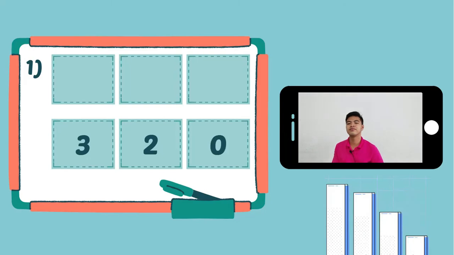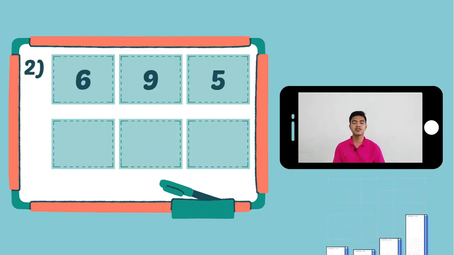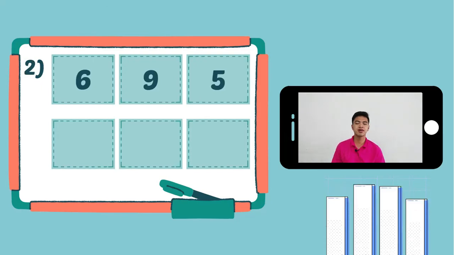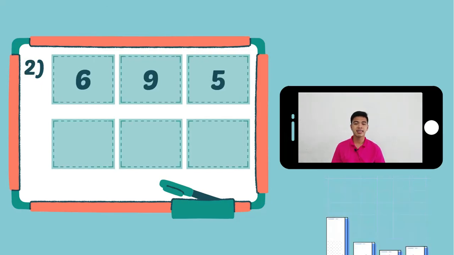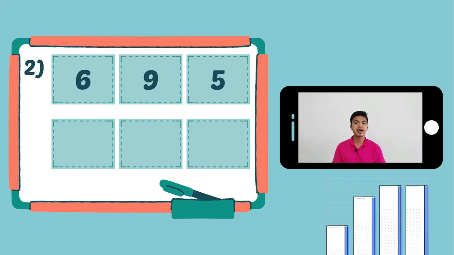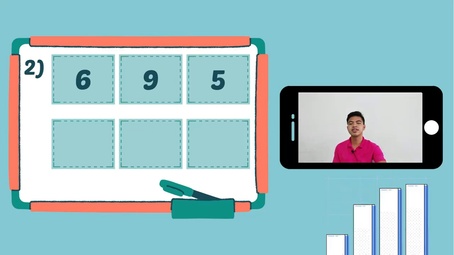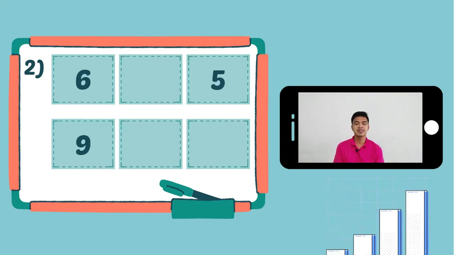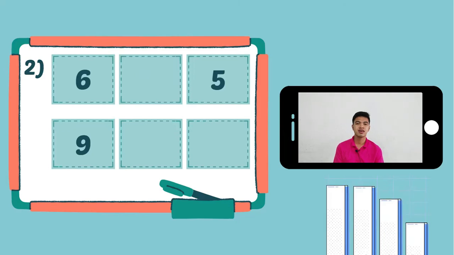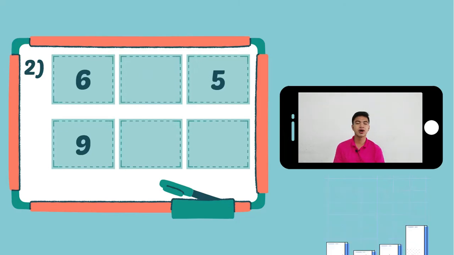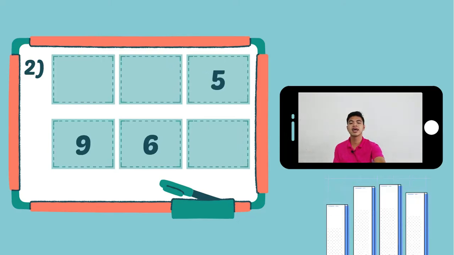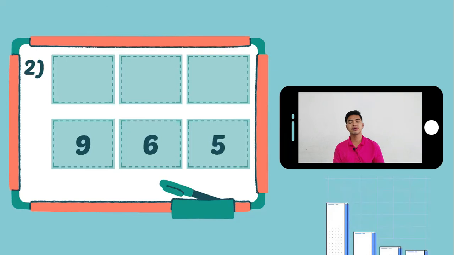So number 2, we're going to arrange the following numbers in descending order, or from the biggest to the smallest. We have the numbers 6, 9, and 5. So which is the biggest number? Very good. The biggest number is number 9. And then we're going to compare 6 and 5, which is the bigger number of them. Good job, it is 6. So we're going to write 6 down there, and then we only have 5, so we're just going to write 5 at the last part, okay?